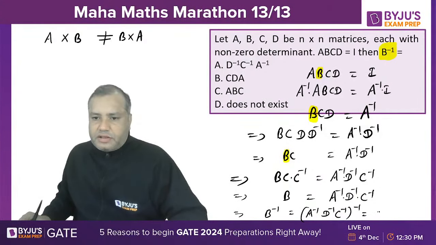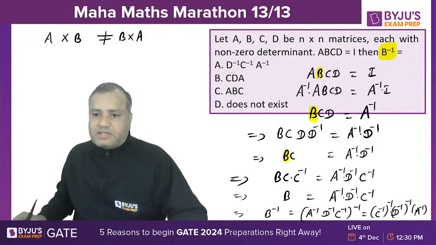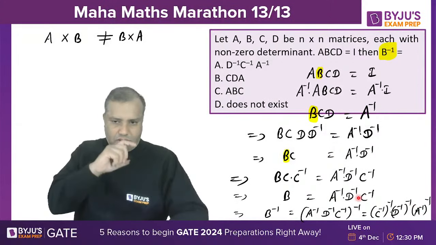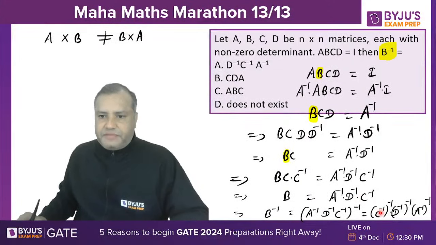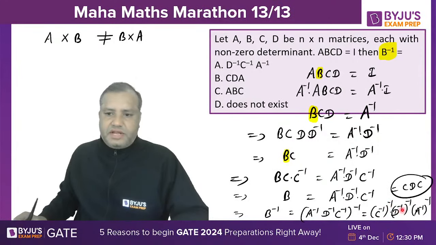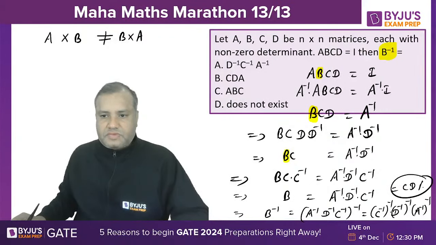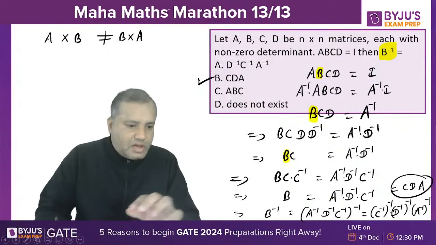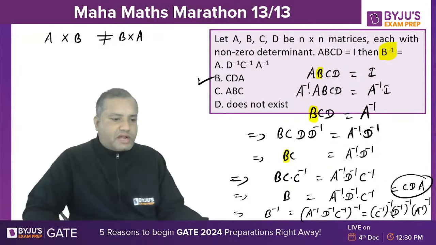You will get C inverse first. So C inverse inverse, then D inverse inverse, and finally A inverse inverse. Inverse of inverse is the original matrix. So you will get C, D, A. Final answer. C inverse inverse is C, D inverse inverse is D, A inverse inverse is A. C, D, A. I hope every one of you have corrected your mistakes.